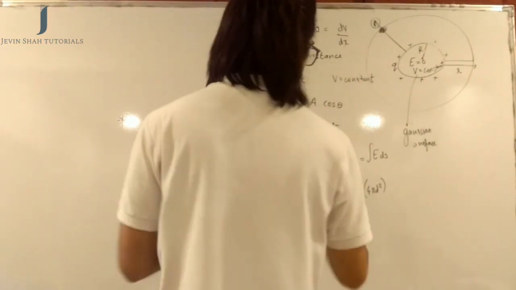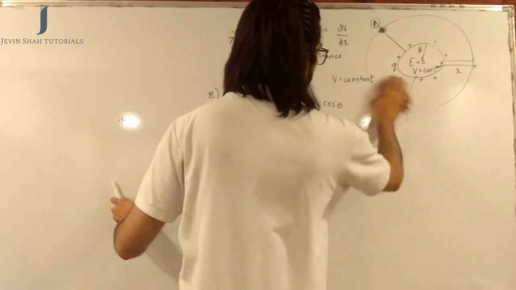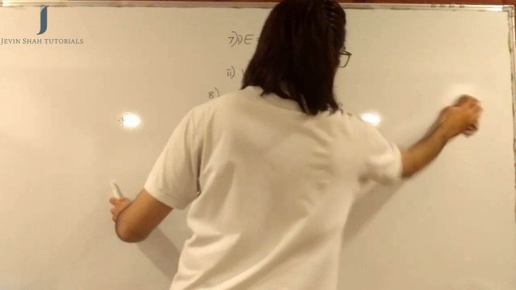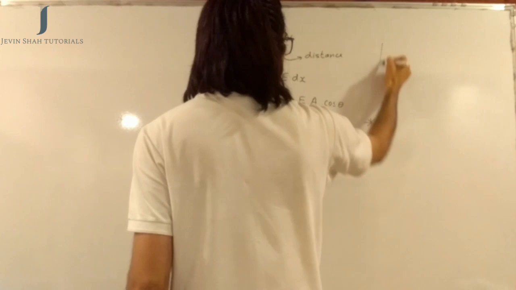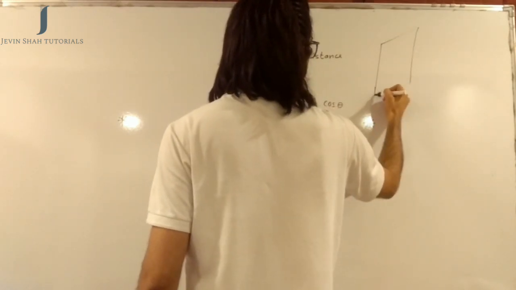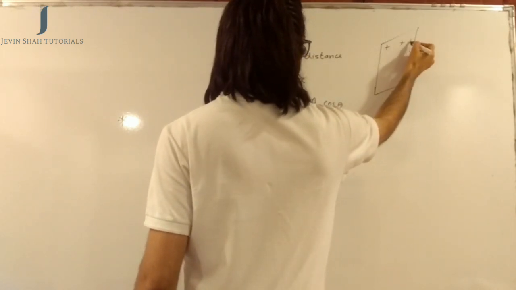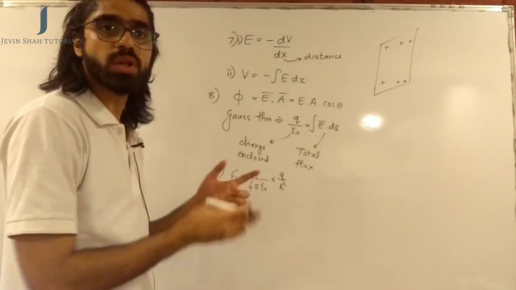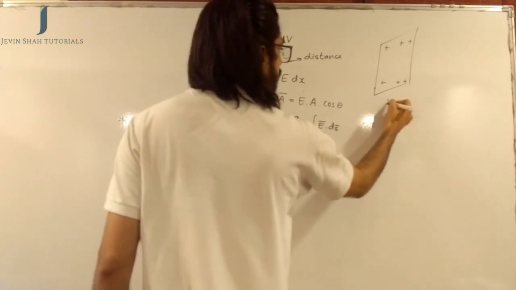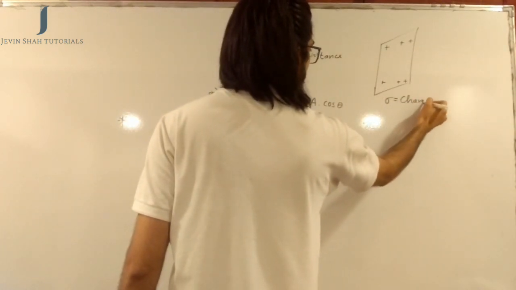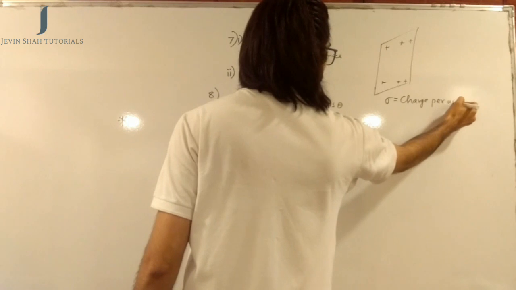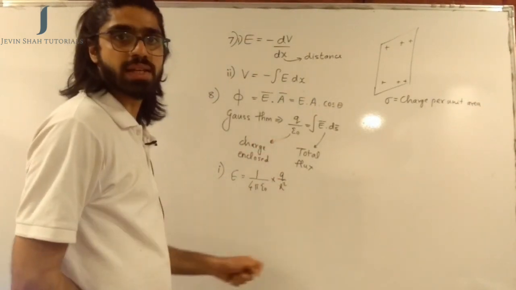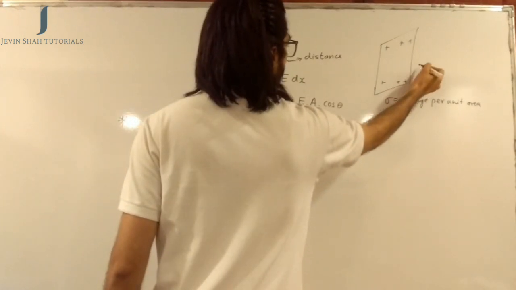The next shape will be a sheet, an infinite sheet having a charge density. So if you take an infinite sheet, let's say it has positive charges, and the charge density means the charge per unit area for the sheet is sigma. Sigma is the charge per unit area for the sheet. And we are interested in finding the electric field intensity at a nearby point.